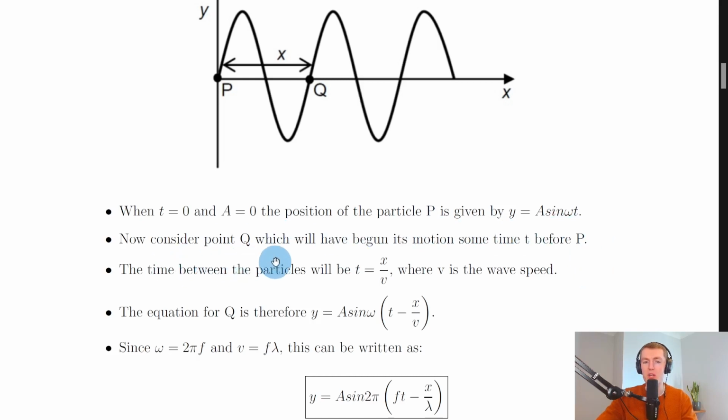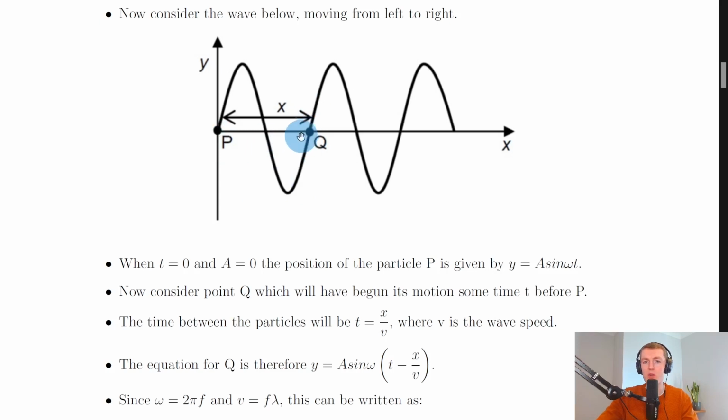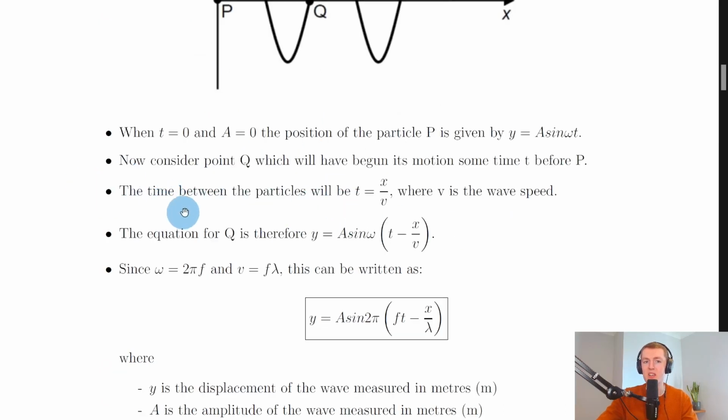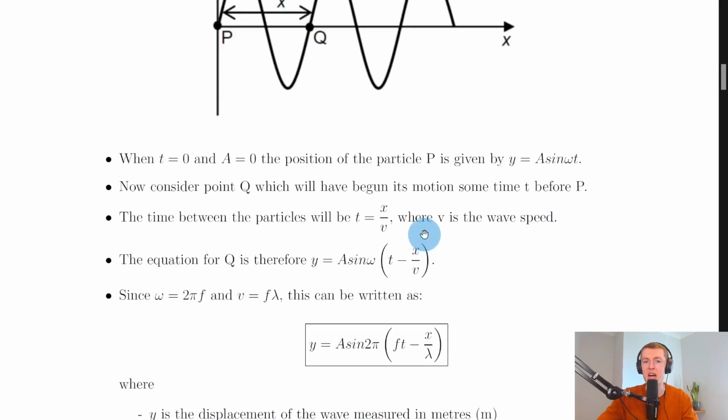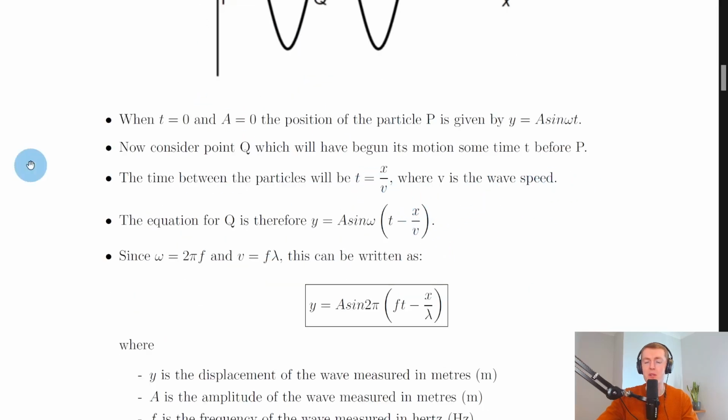Now consider point Q, which will have begun its motion sometime t before P. So if Q is over here and the wave is moving from left to right, then it means that point Q in the wave was once where point P was, but at some time t in the past. So we can say the time between the particles will be given by this expression here, time equals distance over speed, where the distance here is given by x, the one wavelength distance there, and the speed v is the wave speed. So that's just from speed, distance, time. And therefore the equation for point Q is given by this expression here.